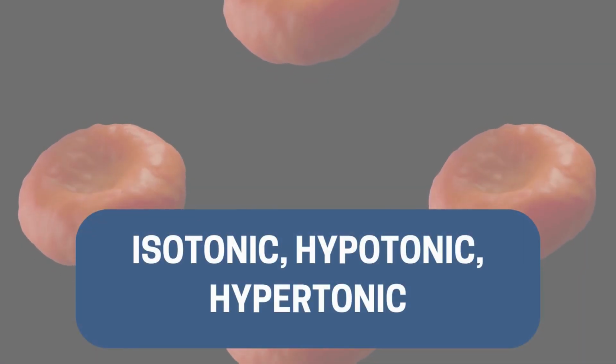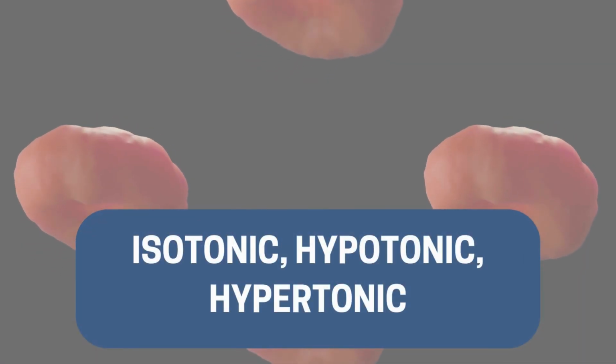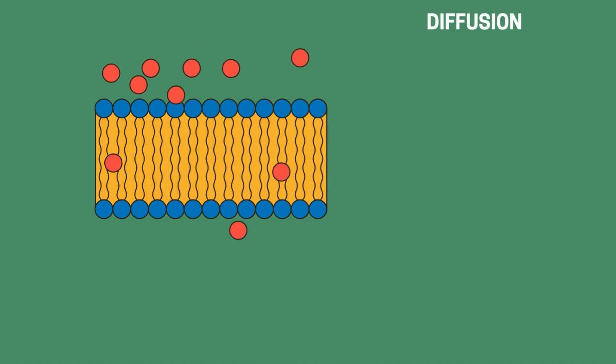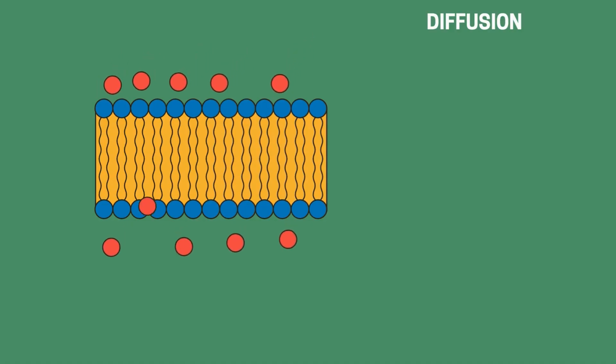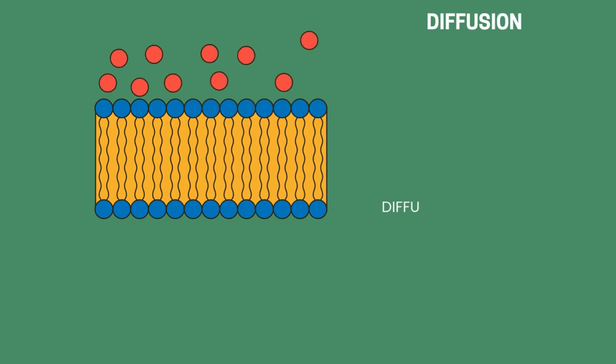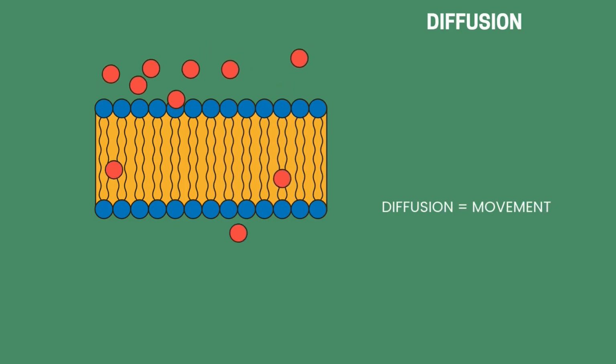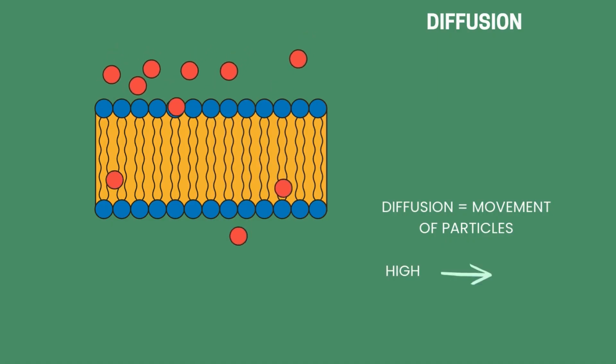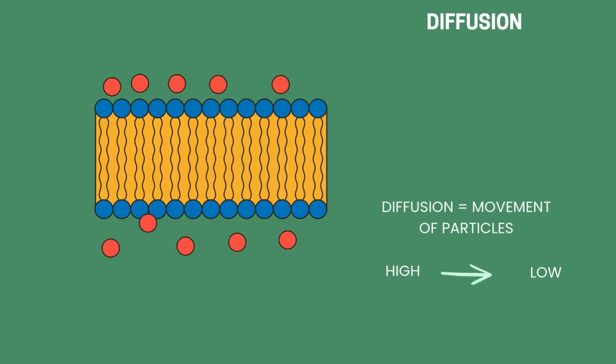Let's talk about the terms isotonic, hypotonic, and hypertonic. In order to understand this topic, let's first talk about diffusion and osmosis. Diffusion is the movement of particles across a cell membrane. In simple diffusion, particles use no energy and move from an area of high concentration to an area of low concentration.